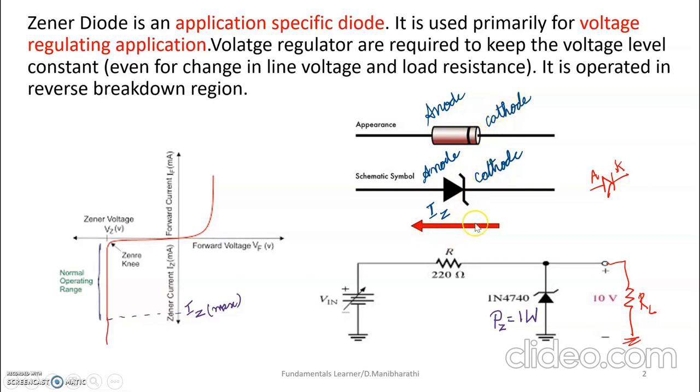The very important thing is that in a Zener diode, we are going to operate in the reverse breakdown region. What is the reverse breakdown region? That's why I have marked the current flow IZ in the opposite direction. In your ordinary p-n junction diode, current flows from anode to cathode. But in your Zener diode, while using it as a voltage regulator, current flows from cathode to anode. That is this direction. The current is given as IZ.